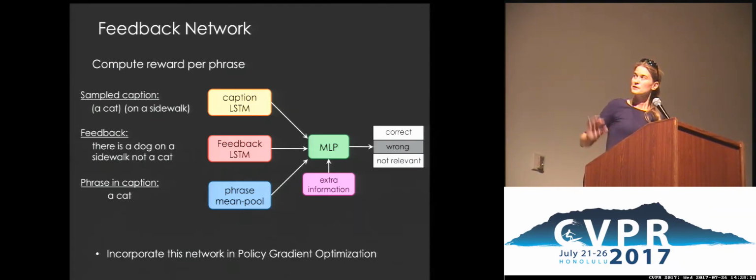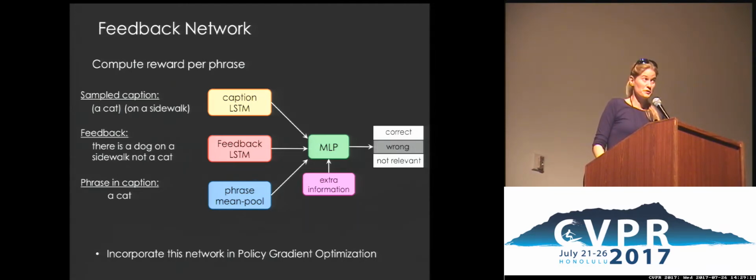So we're going to be using a little neural net that is going to take a new sampled caption, which is part of your training, and your feedback, both encoded with some LSTM, and then a phrase at a time. And it's going to be deciding whether this phrase is correct, given the feedback, wrong, given the feedback, or not relevant, given the feedback. Okay, and you're going to do that for each phrase. So that's going to tell you whether this feedback applies and whether it's correct or not.